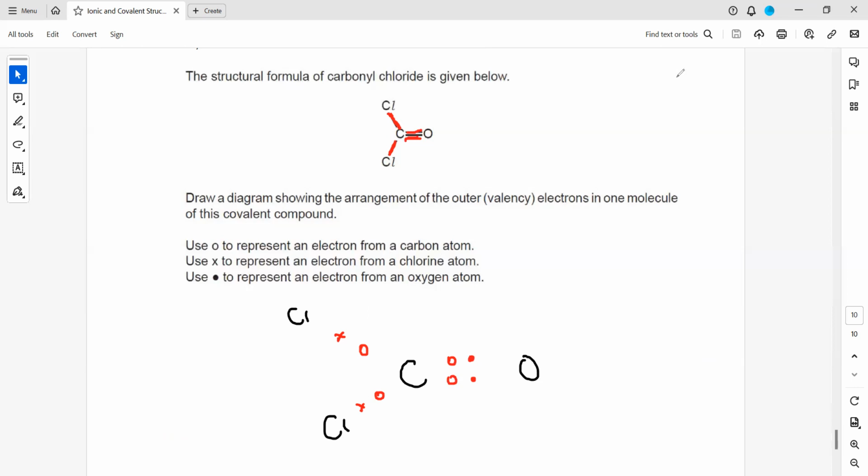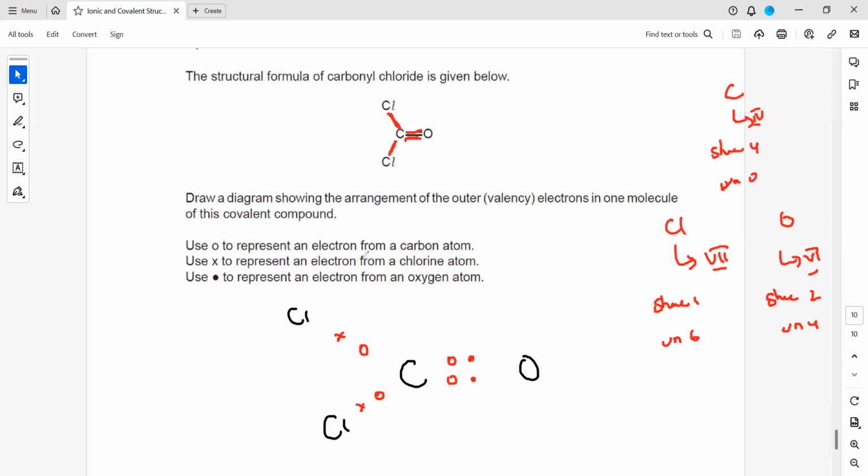Then the unshared electrons: how do you know them? You have to check the group number for each. Chlorine belongs to group 7. If an element belongs to group 7, it shares 1 and unshared will be 6. Oxygen belongs to group 6. Group 6 shares 2 and unshared will be 4. And carbon belongs to group 4, so it shares 4 and unshared will be 0. So for chlorine, we have to draw 6 unshared electrons: 1, 2, 3, 4, 5, 6. Same thing for the other chlorine. Carbon does not have any unshared, and oxygen should have 4 unshared: 1, 2, 3, 4.